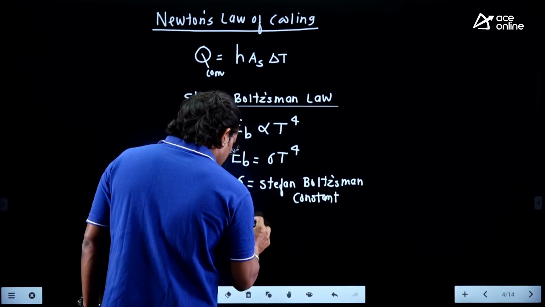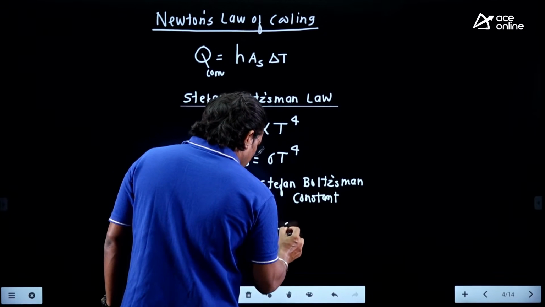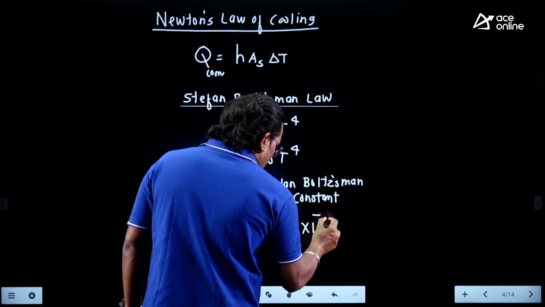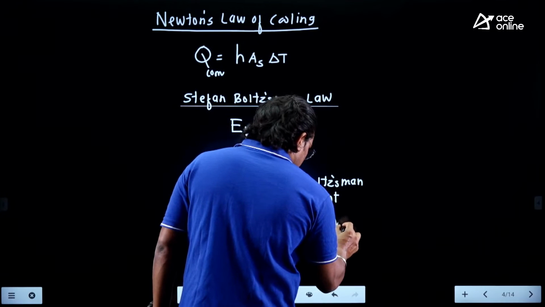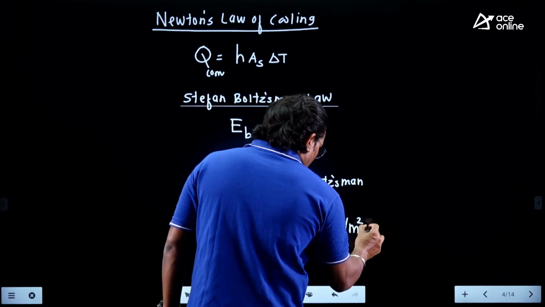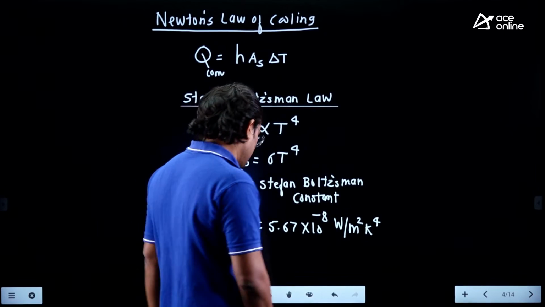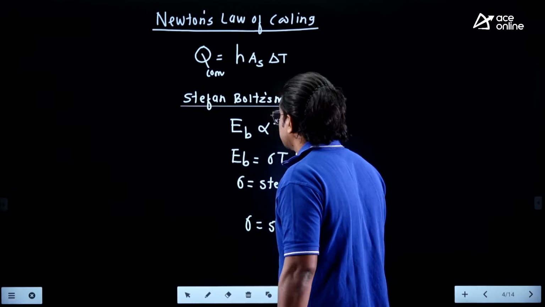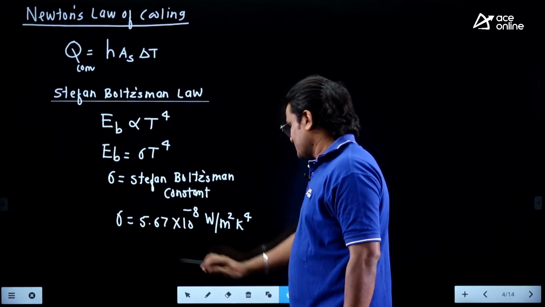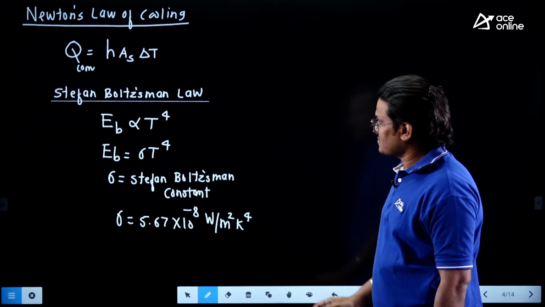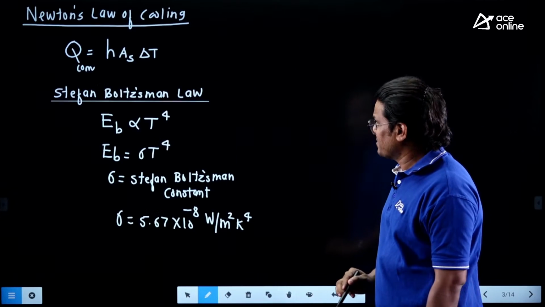So Stefan-Boltzmann constant, sigma, is equal to 5.67 times 10 raised to power minus 8 watt per meter square K to the power 4. So these are the things I feel you should remember. Okay, these are the things you need to remember.